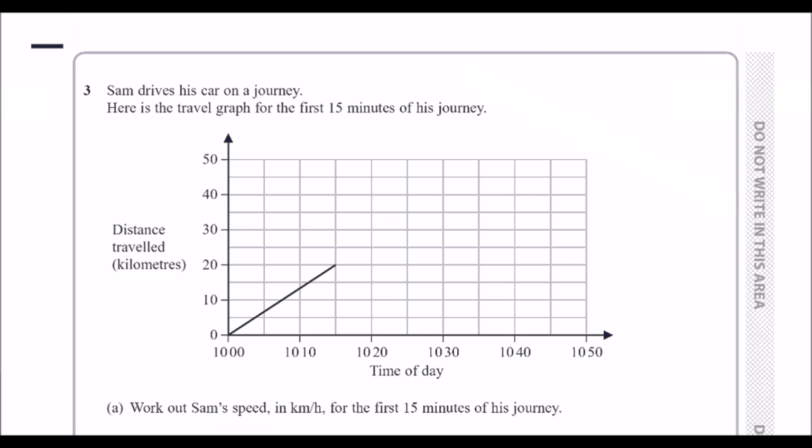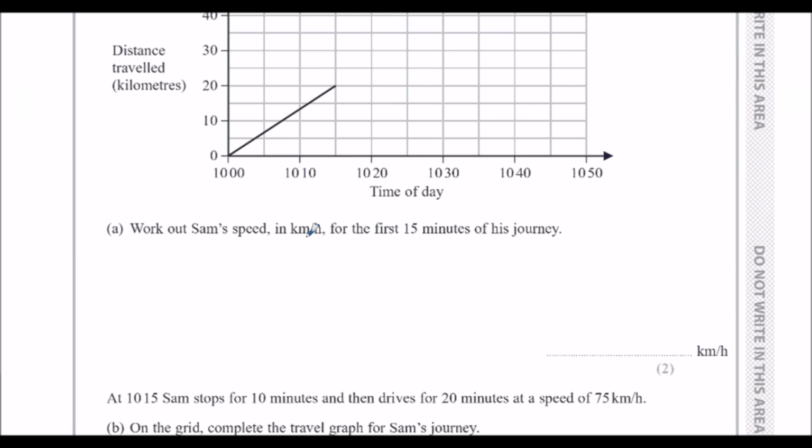Question 3. Sam drives his car on a journey. Here is the travel graph for the first 15 minutes of his journey. So we can see 15 minutes and he's gone 20 kilometres. Work out Sam's speed in kilometres per hour for the first 15 minutes of his journey. So he's gone 20 kilometres in 15 minutes.